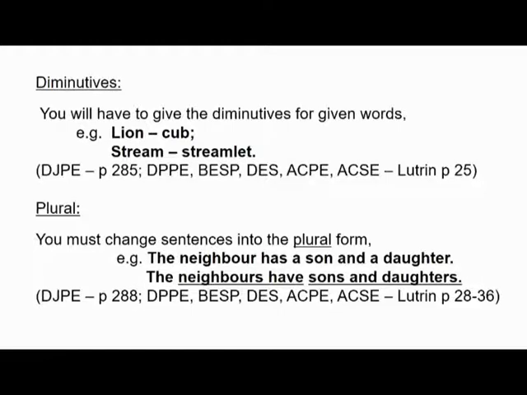Plural and singular, those are things that you know by now. You must change sentences into the plural form. For example, the neighbor has a son and a daughter. And usually, when you change the sentence into the plural form, you change actually the nouns. So the neighbor is the neighbors, not has, because if it's more than one, then it changes to have. So the neighbors have sons and daughters.